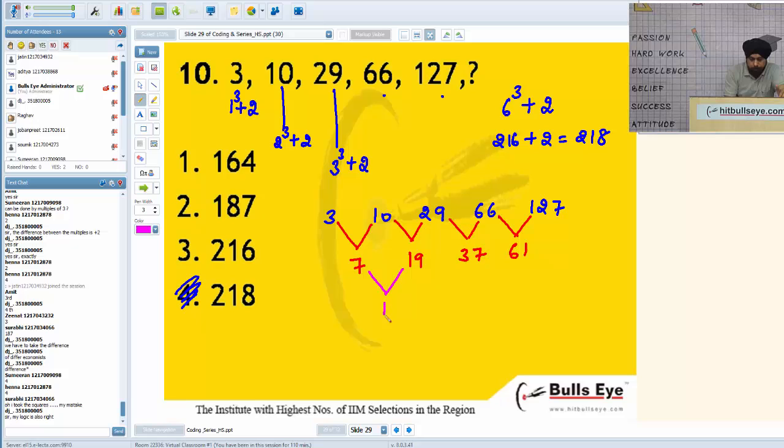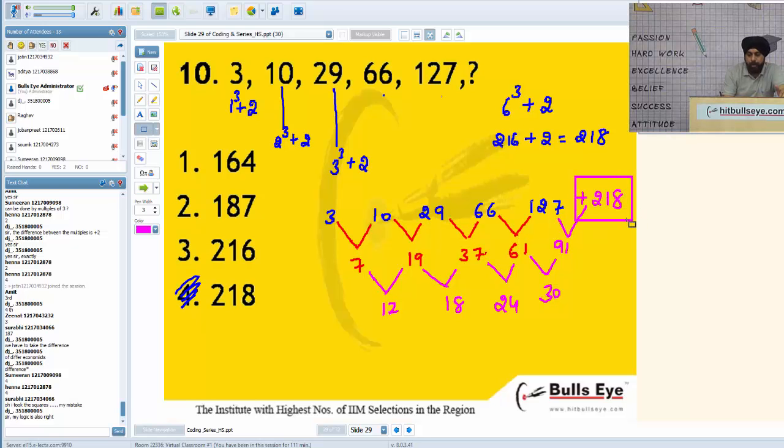Now you cannot get anything from this, then take up the second differences, students. See here, this is plus 12, this is plus 18, this is plus 24. Now you need to have plus 30. If you add 30 here, you get 91. Adding 91 to 127 will give you 218. Right, students, this is for your reference, that sometimes you are not able to find the logic. You can apply the difference. Many times from the first difference you don't get anything, but you can take the second and the third difference and you will be able to get a clue.